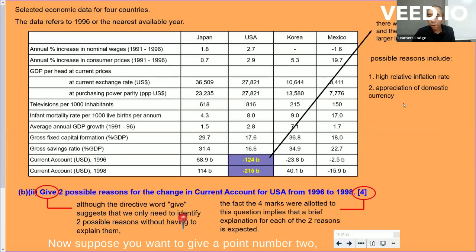Now, suppose you want to give a point number 2. Because they asked for 2 reasons, the second reason you might want to talk about is, say, the US dollar had appreciated against other currencies, especially the currencies of its major trading partners. Then an elaboration of how that would actually cause the US balance of trade and hence the current account to worsen from a deficit to a larger deficit. Then you simply explain the process. In this case, I recommend that you consider using the Marshall-Lerner condition when explaining this process. All right, so that's for question 2, B part 2.